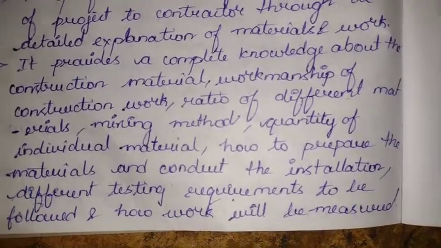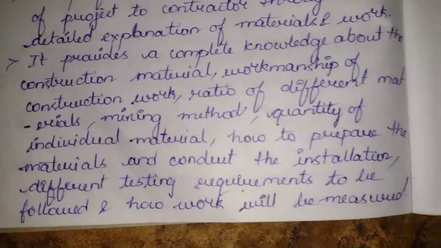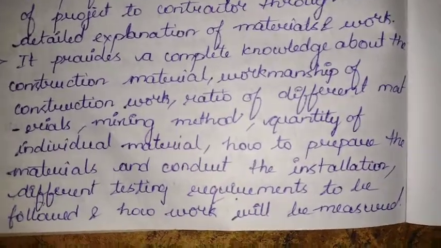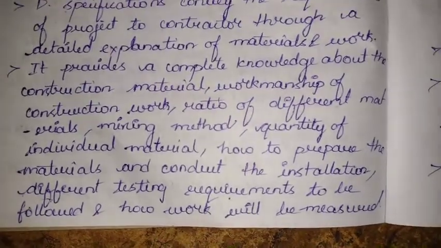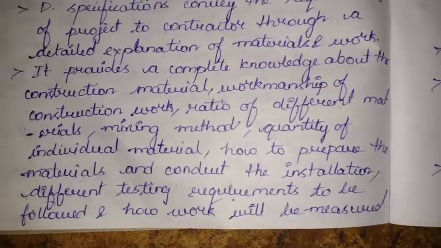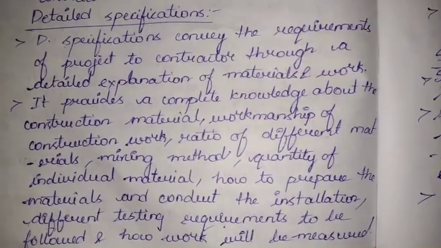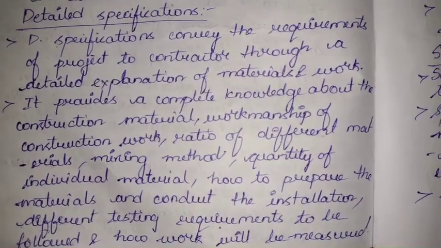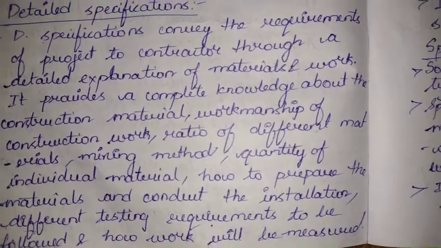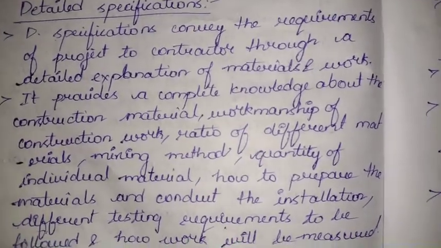If we need concrete, what are the steps to be followed to prepare it, how much material is required, how it is mixed, what method we are using, and how the materials are proportioned. Everything is explained in this detailed explanation. In general, this specifies the quantities and qualities of materials, the proportion of mortar, the workmanship, and the method of preparation.